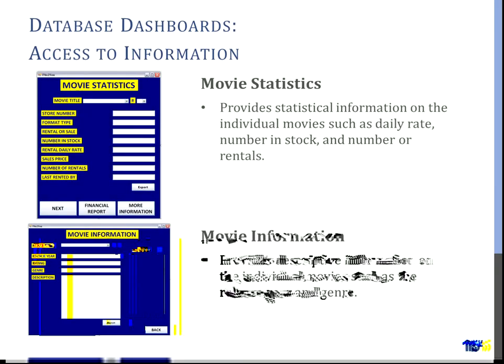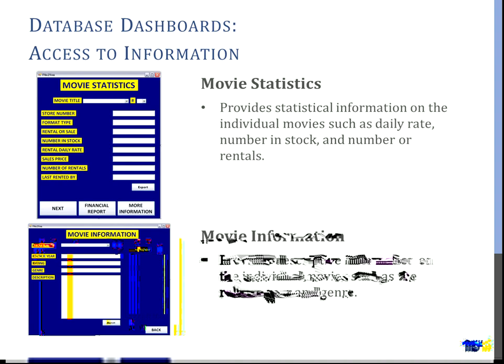Now on to our database dashboards. How will your management team and other staff get to the information held in the database? We've created 4 examples for you. The first is movie statistics. This dashboard will provide statistical information on the individual movies, such as a daily rate, the number currently in stock, or the number of rentals.